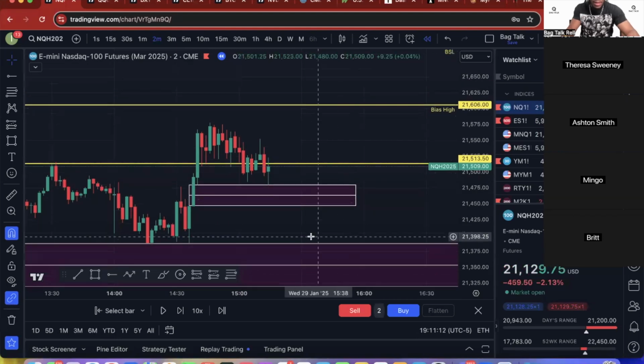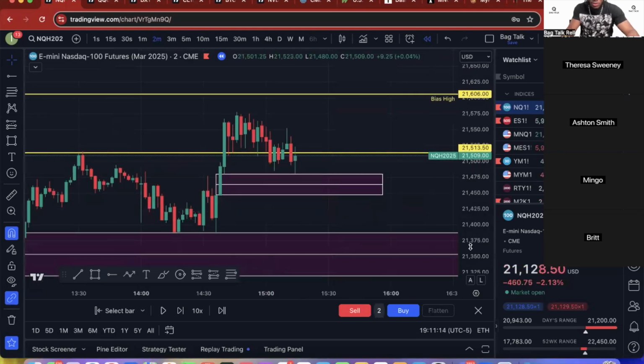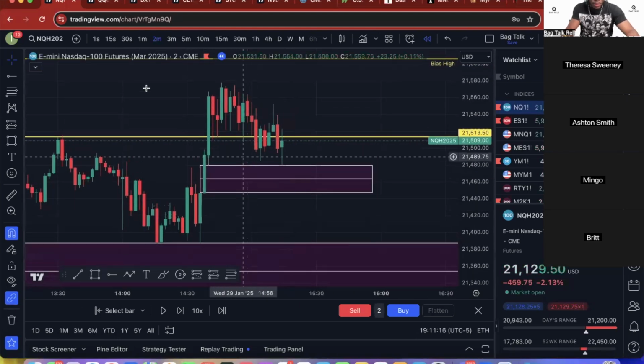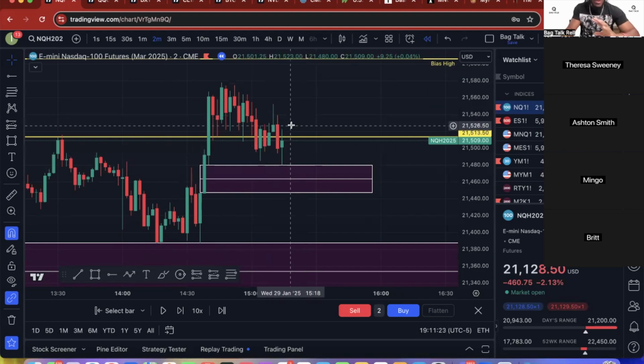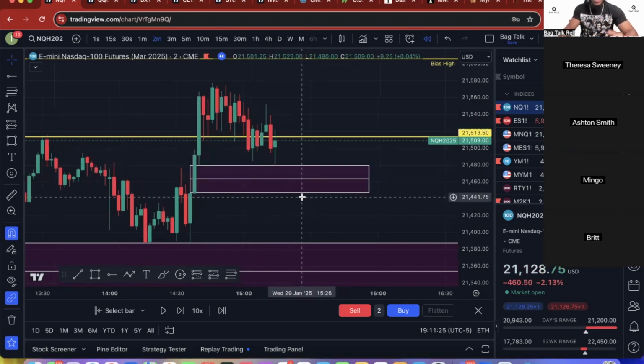This is a very nice play that he took. Hopefully Julian is in here, but let me show y'all. On the 2 minute, he notices there's a bullish fair value gap, and I'll show you his entry. But before I show you his entry, I'm getting ahead of myself.